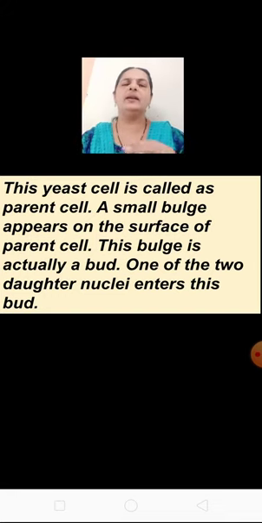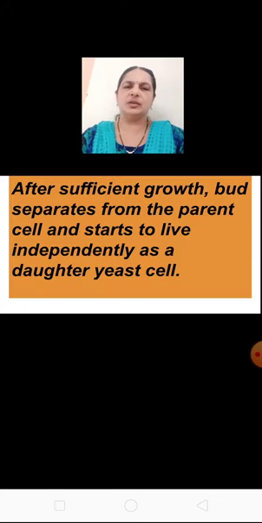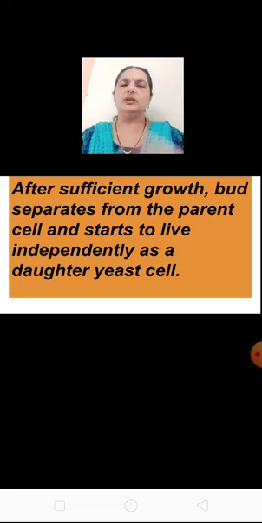From the parent it will divide and a small bud is formed, and one small part of the nucleus will divide and one part will go into the bud. So even the bud will have the nucleus. After sufficient growth, the bud separates from the parent cell and starts to live independently as a daughter yeast cell. When the buds are fully grown, they will separate from their parent and grow independently.